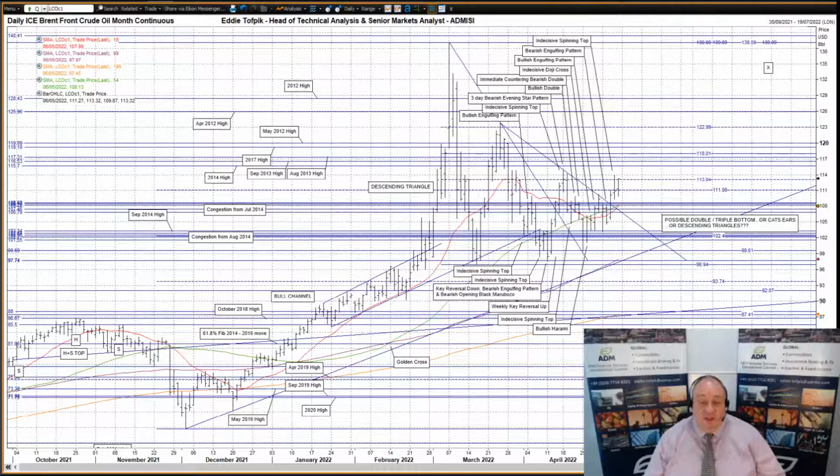I can only echo what I said yesterday, that perhaps, just perhaps, the market is beginning to make a choice or choices between the recent action since the start of March being either a lopsided double or triple top, or as a possible, again, lopsided cat's ears pattern, or finally, what may well turn out to be true, a pair of descending triangles, one within another.